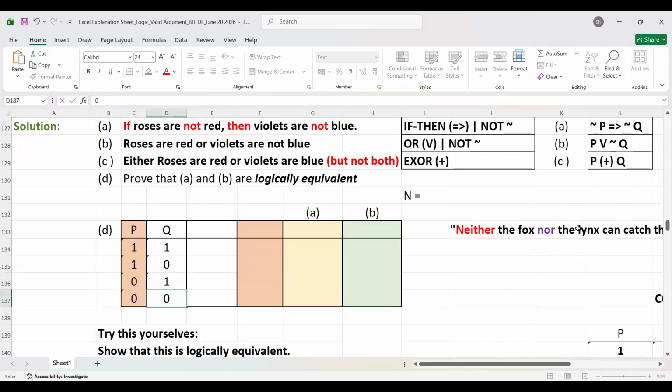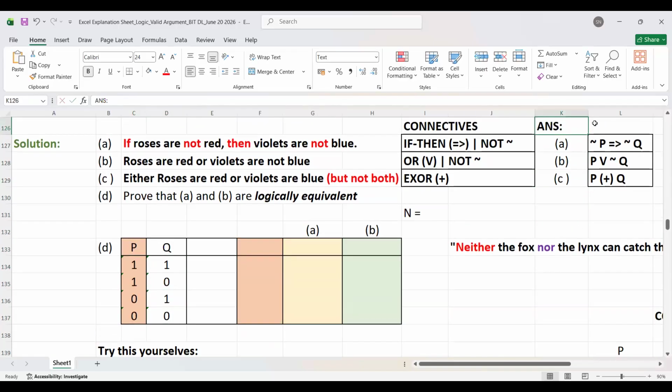Now, if you look at the question, I need to do not P and not Q. So I'll create not P, and then I also create not Q. P is 1, 1, 0, 0, so what would be not P? 0, 0, 1, 1. And then what would be not Q? 0, 1, 0, 1. So now the left-hand side of my logical equivalence will be the answer for A.